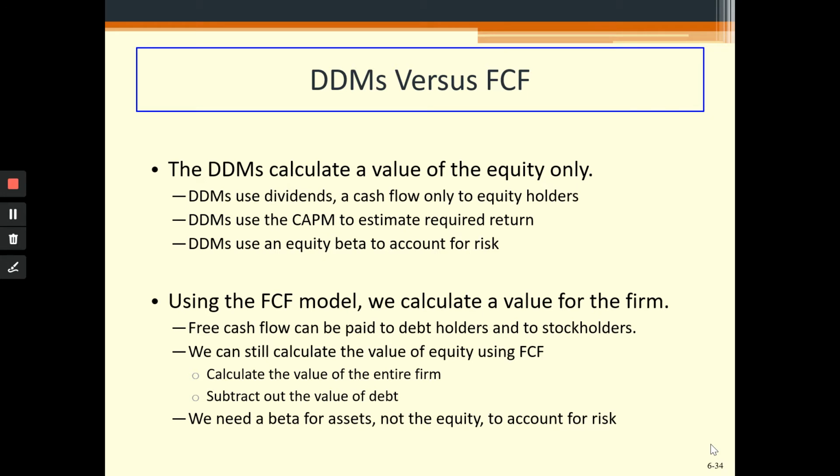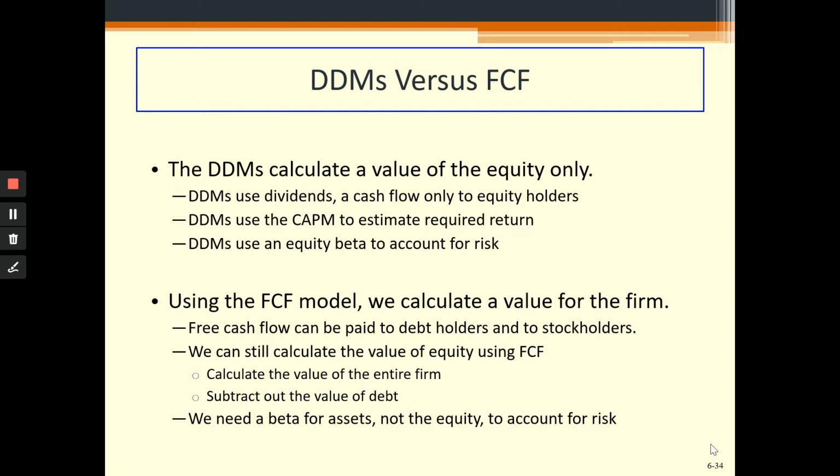So we can still find the value of the equity using free cash flow, but first, when we are doing the calculation, we find the value of the whole firm, and from the value of that whole firm, we subtract the value of the debt and compute the value of the equity. In the case of the dividend discount model, we directly compute the value of the equity, but not the whole firm. So in the free cash flow model, we find the value of the whole firm, and then from there, we subtract the value of the debt to find the value of the equity.